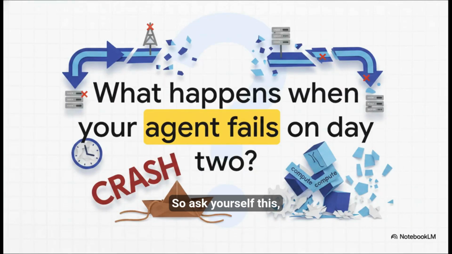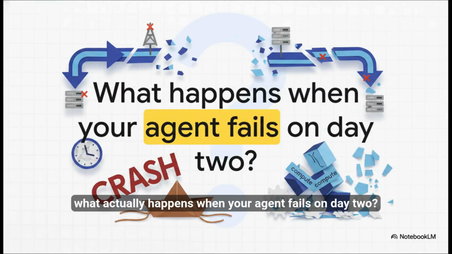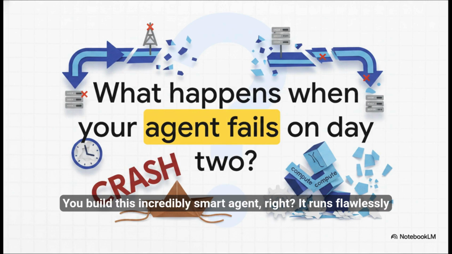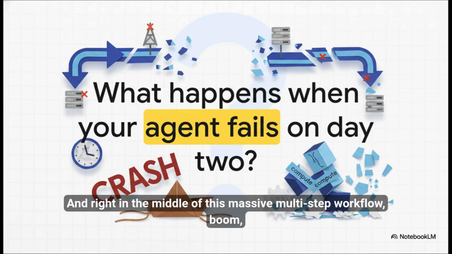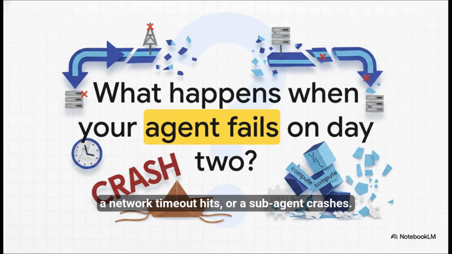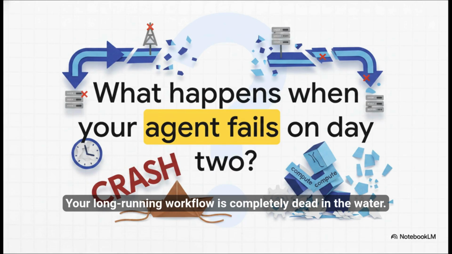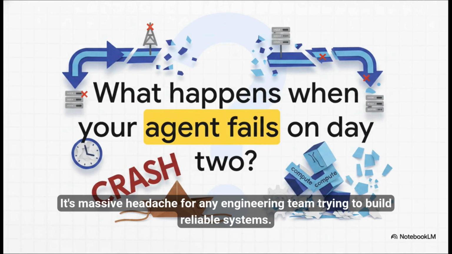So ask yourself this: what actually happens when your agent fails on day 2? Really think about it, because we've literally all been there. You build this incredibly smart agent, right? It runs flawlessly on your local machine. But then you push it to production, and suddenly it's grinding on a task that takes hours, maybe even days. And right in the middle of this massive multi-step workflow, boom, a network timeout hits, or a sub-agent crashes. Your long-running workflow is completely dead in the water, and all that expensive compute, all that context, just gone. It's a massive headache for any engineering team trying to build reliable systems.